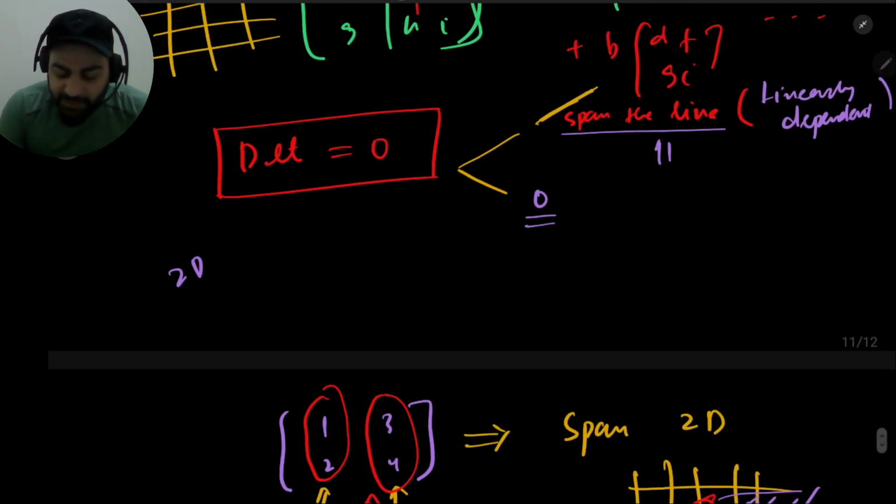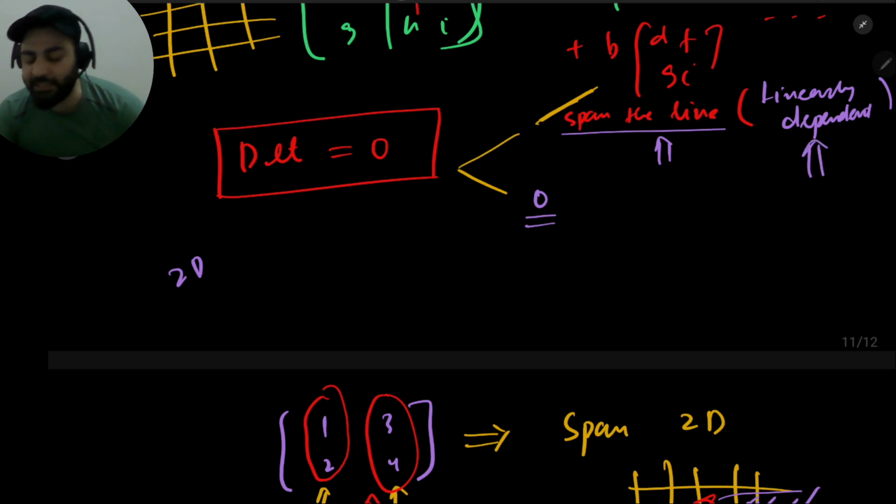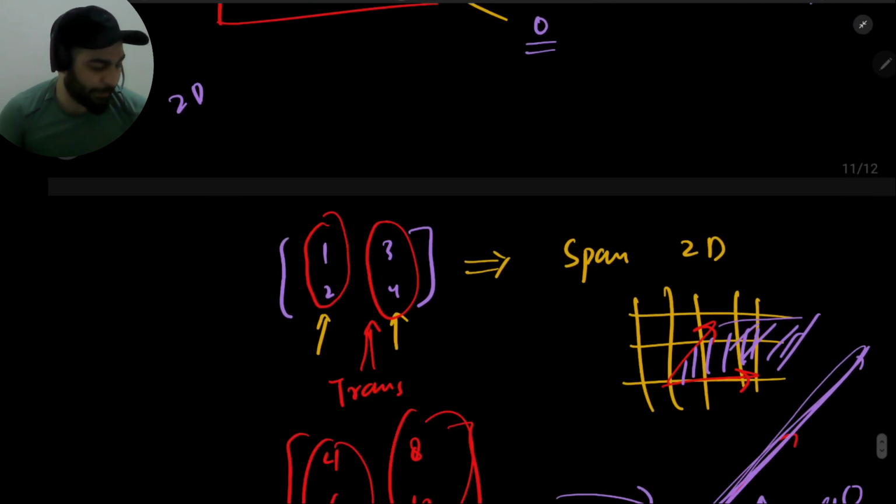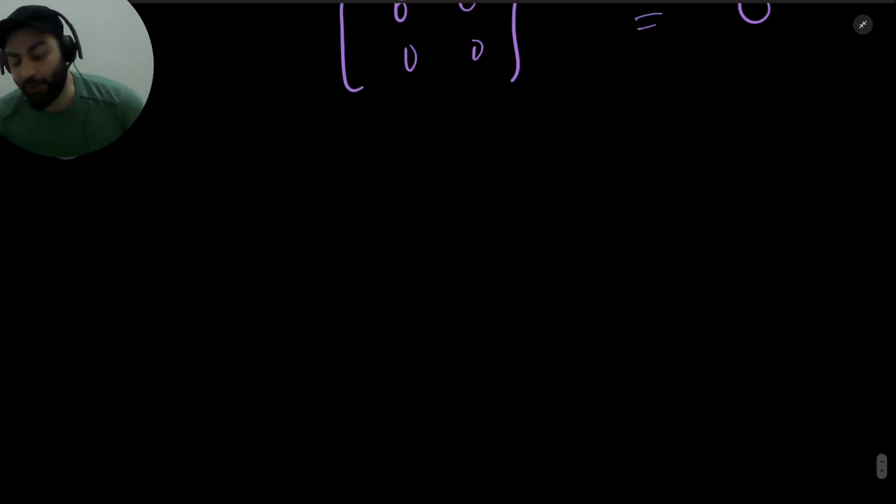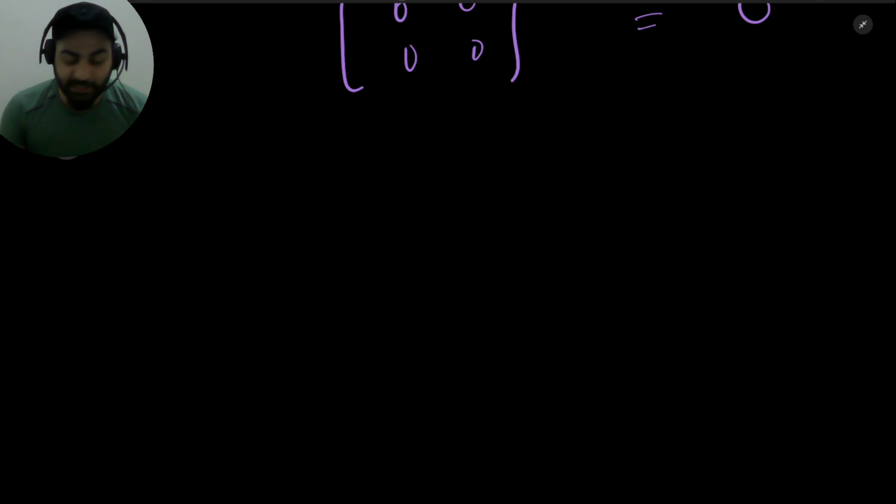So spanning a line basically means the vectors become linearly dependent. Is this clear? What is the meaning of determinant being equal to 0? It will be really important. Why will it be important? Because when we do the inverse and stuff like that, in the computation of inverses you must see the determinant.